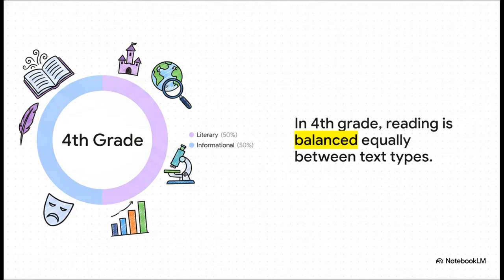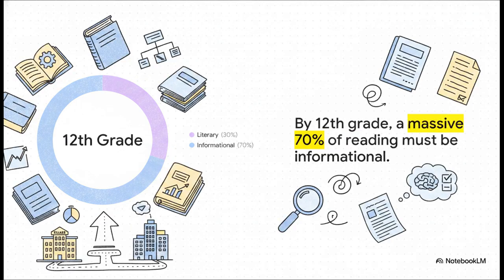In elementary school, around the 4th grade, the framework balances reading perfectly evenly. Half the time is spent on literary texts, your stories, dramas, poetry, and the other half is spent on informational texts. This neat 50-50 split makes sure young minds build a broad foundation of general knowledge while still developing their imagination through literature.